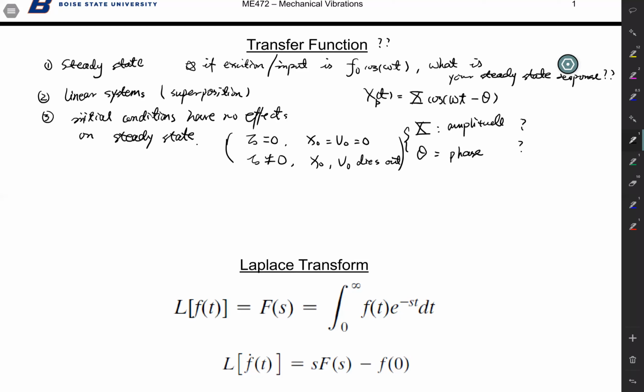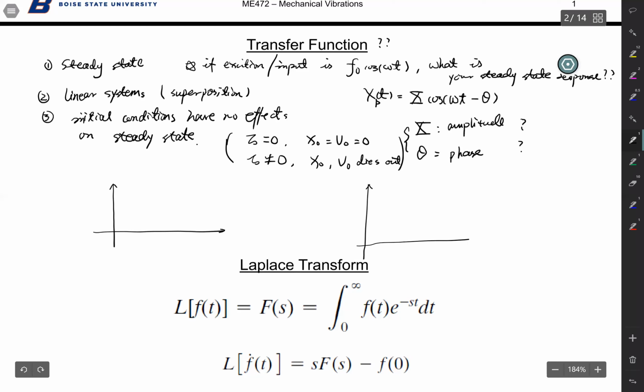A transfer function is usually represented by a Bode plot. Then you have your amplitude, and then you have your phase. So you're going to need to find plot number 1 and plot number 2. That's your transfer function. And then, in order to simplify our discussion, you usually normalize your amplitude by the amplitude of your input.